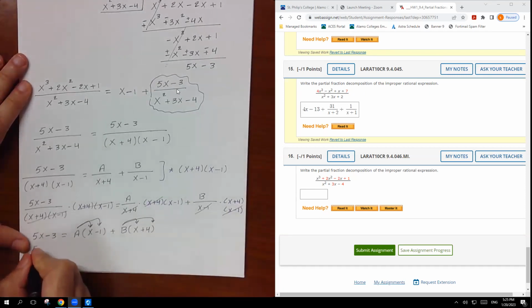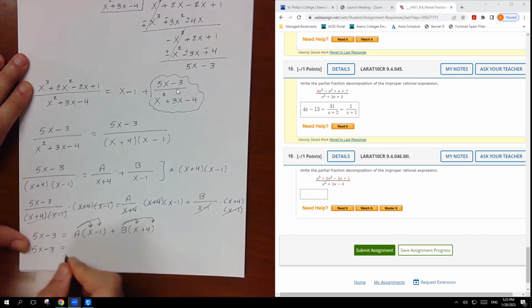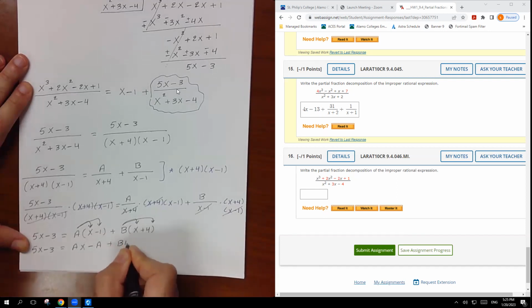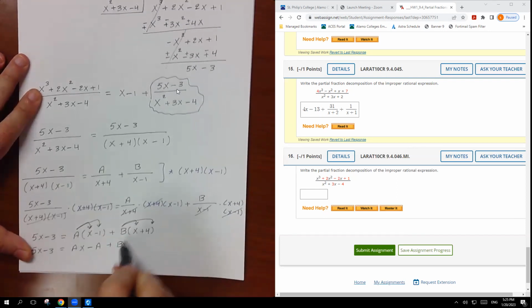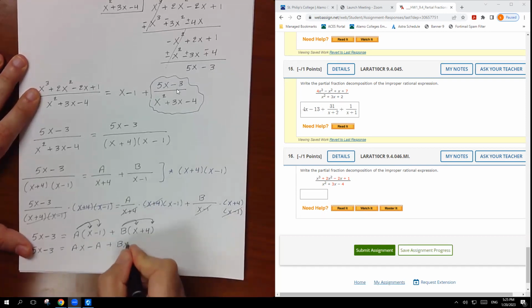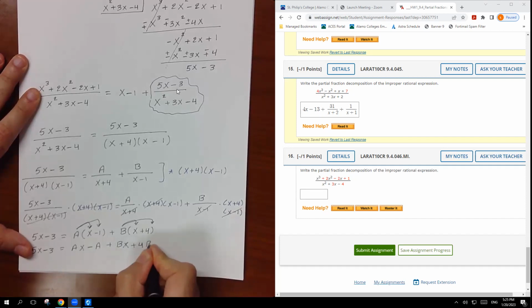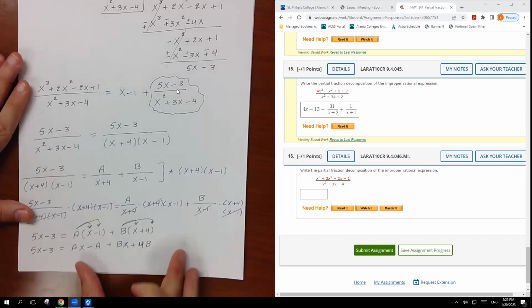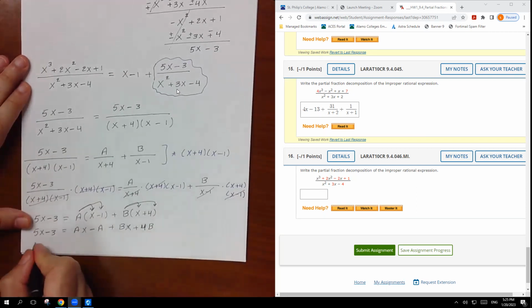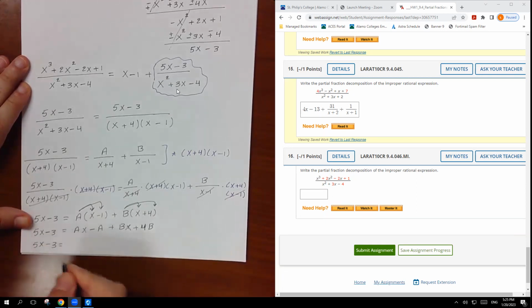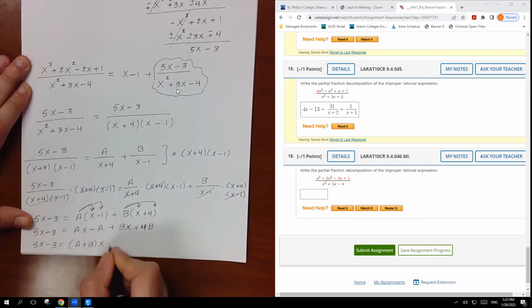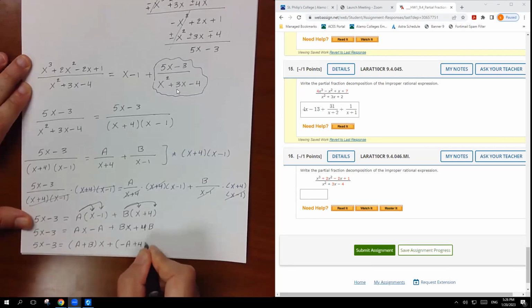So 5x minus 3 is going to be equal to ax minus a plus bx plus 4b. Now let's group the like terms. So 5x minus 3 is going to be equal to (a plus b) times x, and the second one is negative a plus 4b.